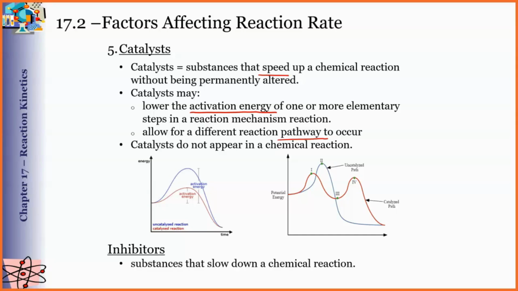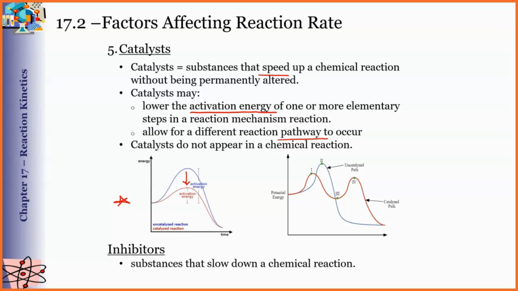Catalysts don't appear in the actual reaction. When we look at the enthalpy graphs down here at the bottom, the original reaction is shown in blue, and then the red is showing once a catalyst is applied. And we see a significant decrease in that activation energy. The activated complex came down, it has much less energy, so this is going to move much faster.